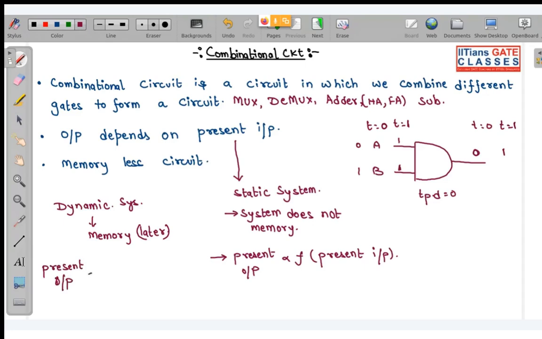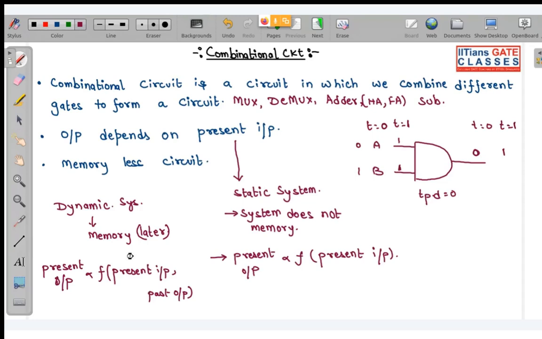In a memory system, the present output is a function of the present input as well as the past output. So for storing the past output, we need to have a memory element. We are going to see that those memory elements can be a latch or a flip flop. So we will see that in the next chapter.